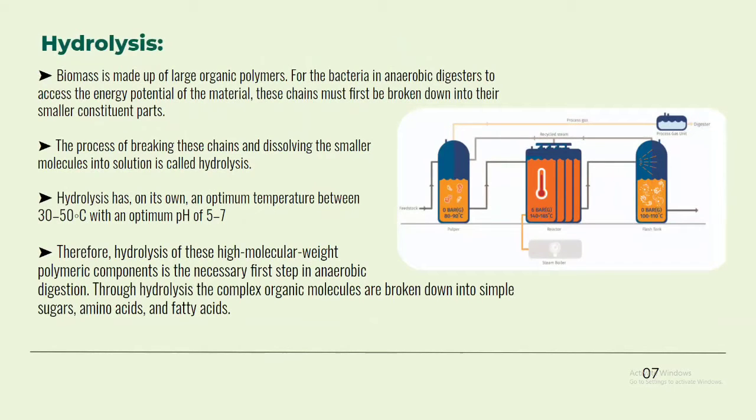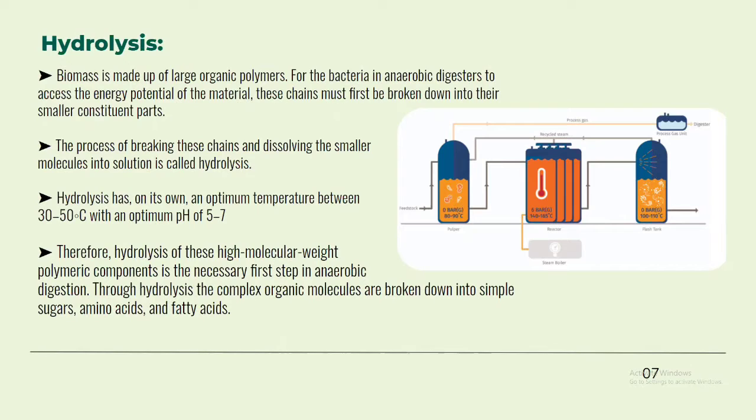First is hydrolysis. Biomass is made up of large organic polymers. For the bacteria in anaerobic digesters to access the energy potential of the material, these chains must first be broken down into their smaller constituent parts. The process of breaking these chains and dissolving the smaller molecules into solution is called hydrolysis.